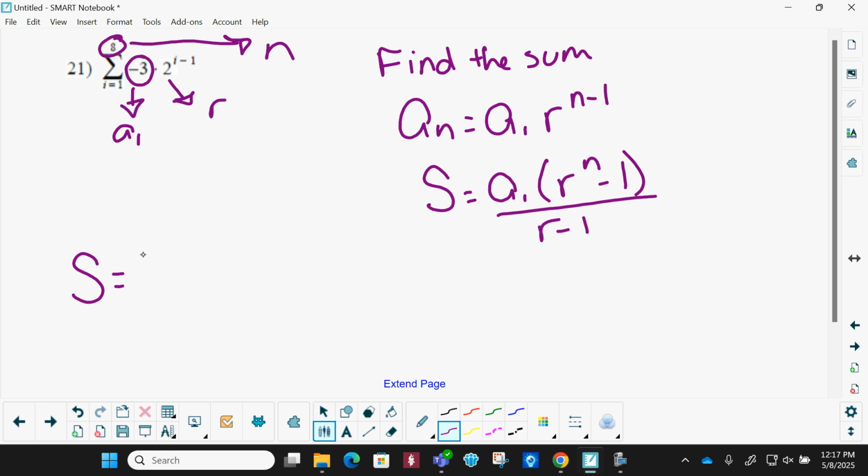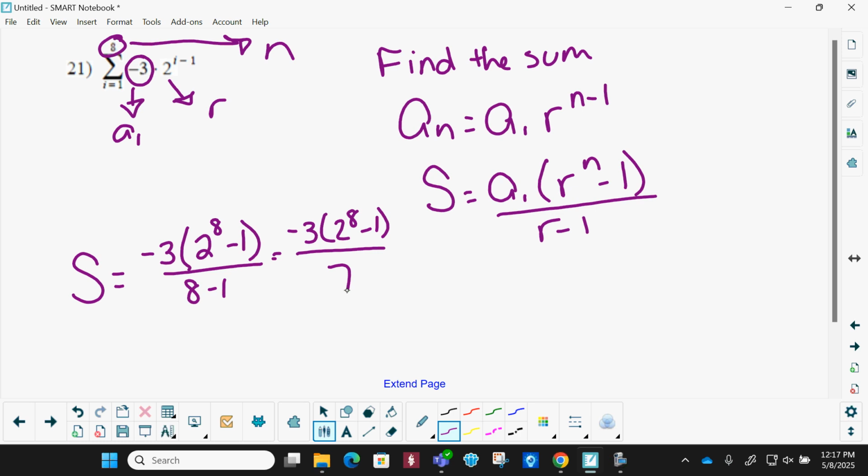So -3 times 2 to the 8 minus 1 over 2 minus 1. Now I'm going to be honest, when I put this in, I keep the top the same and I'm just going to divide by 7. So -3 times 2 to the 8 minus 1 divided by 7. And I got -109.3. Okay, it is going to be okay. It's negative because we do have a negative number in there.